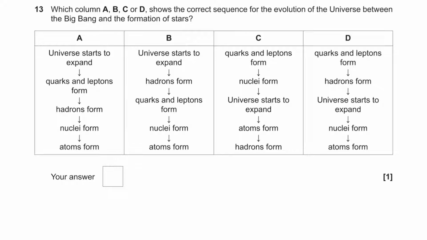13, which column shows the correct sequence for the evolution of the universe? Oh, I don't know. It's all guesswork. I can't stand these questions. Okay, I guess it starts with the universe starts to expand, so it can't be C or D. And next, well, we know that hadrons are made from quarks, so it can't skip straight to hadrons, so therefore the answer has to be A, apparently.